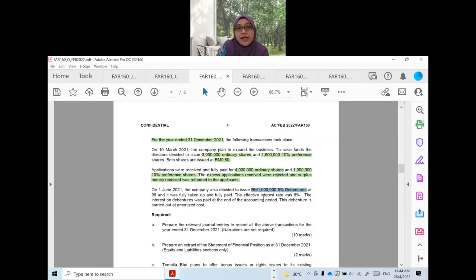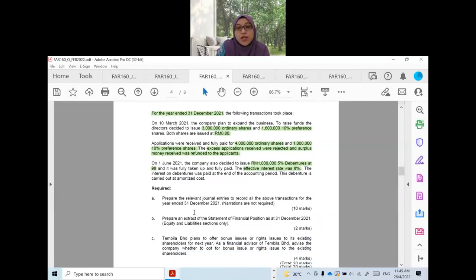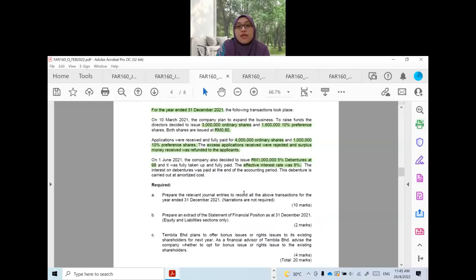The last paragraph is talking about the issuance of debenture, where the company will issue 1 million 5% debenture at 98. Meaning that the company will issue debenture at a discount. Do you have any issue cost? No. The effective interest rate was 8%. The interest is to be paid at the end of the year, and the debenture is carried at amortized cost. As usual, you are required to prepare the relevant journal entries. Narrations are not required, followed by the preparation of the statement of financial position for equity and liability sections only.